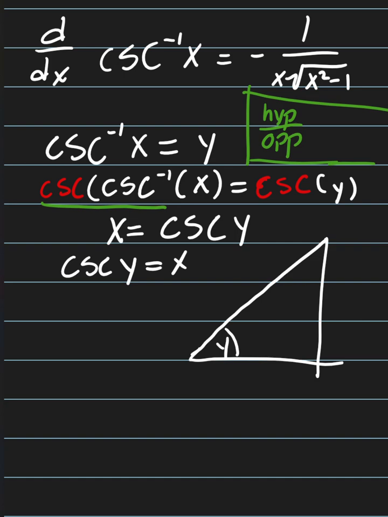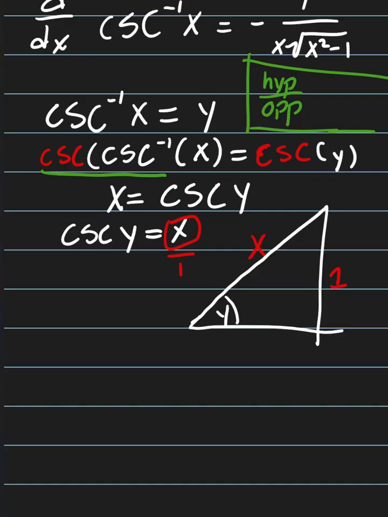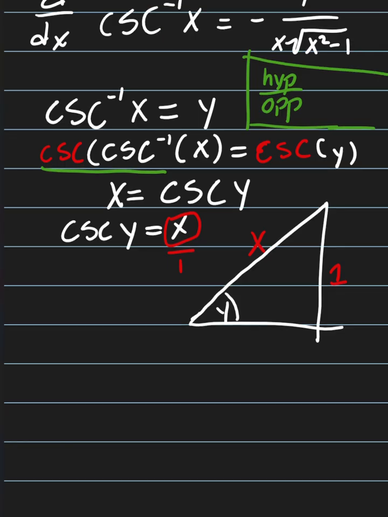Beautiful. So now we know what our hypotenuse is. Our hypotenuse is x. Remember, the hypotenuse is the longest side of the triangle. And then we know that the opposite of our angle is going to be 1, because if it's only x here, it's like saying x over 1. So this side is 1. Now we have enough information to start taking the derivatives.